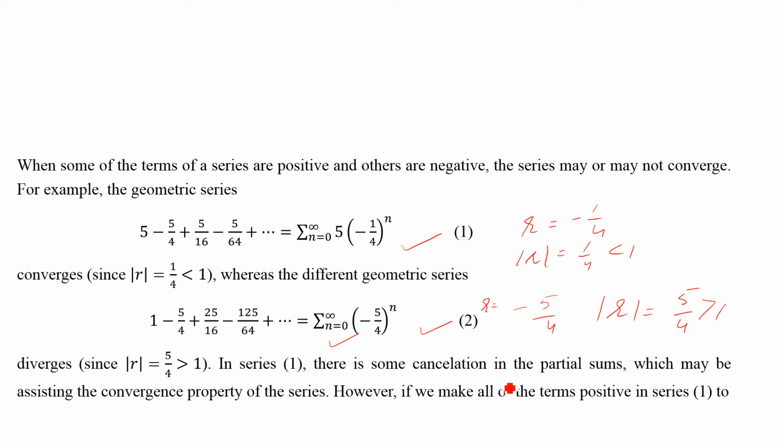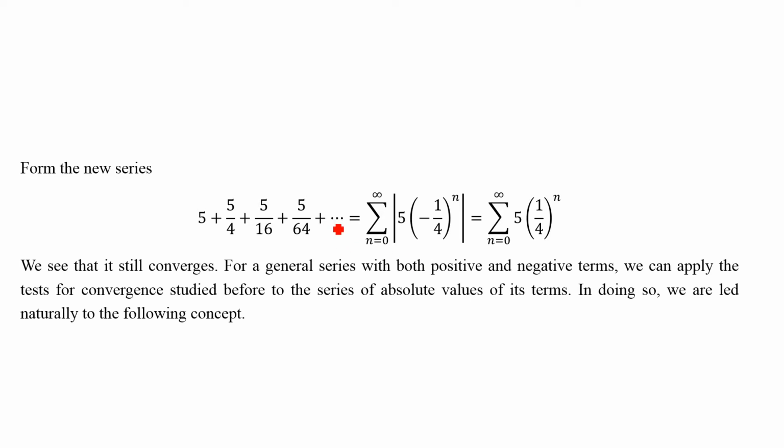So, there is some cancellation. You can see that in series 1, there is some cancellation in partial sums, which may be assisting the convergence property of the series. However, if we make all the terms positive in series 1 to form a new series, that is the series of absolute values, 5 plus 5 by 4, and so on. So if we have the actual series sigma an, then its corresponding series of absolute values can be written like this. So we see that it still converges, right? Now what we did, we just took the absolute value of each term.